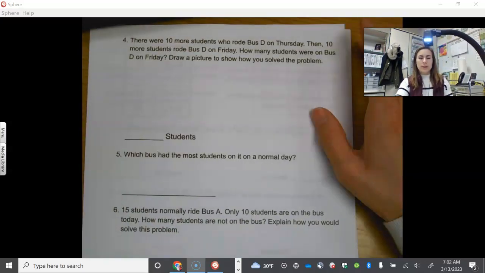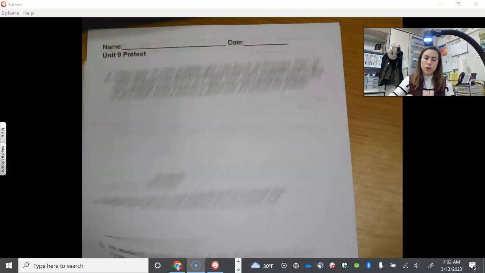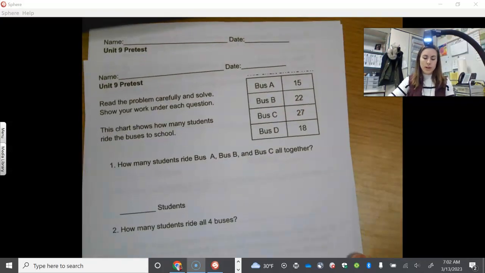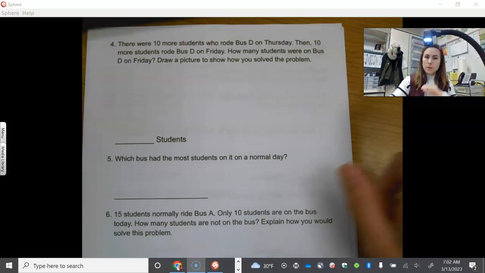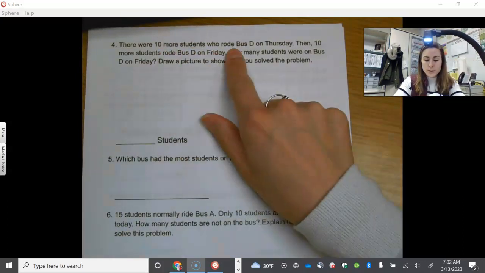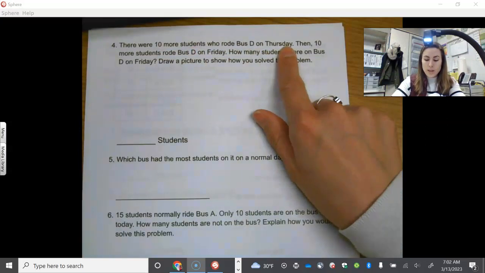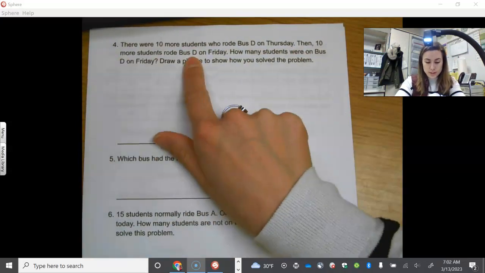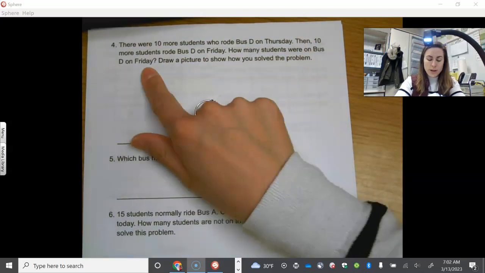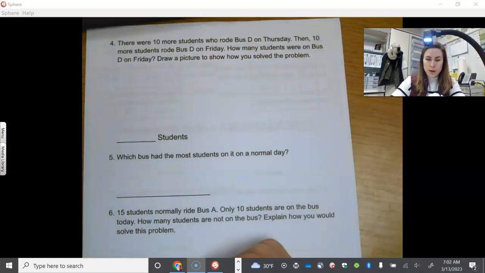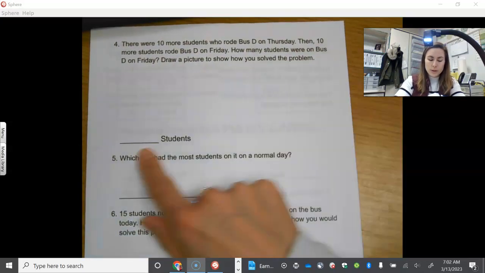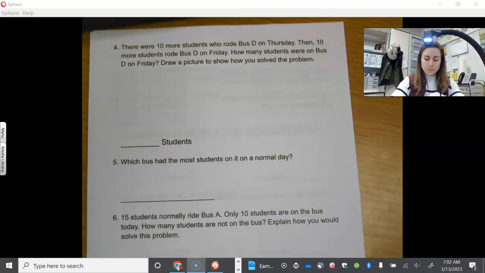All right, now on the back side, we are still using the chart on the front side, so you may have to flip back and forth for that information. Number 4 says, there were 10 more students who rode Bus D on Thursday. Then 10 more students rode Bus D on Friday. How many students were on Bus D on Friday? Draw a picture to show how you solved the problem. So your picture and your work will go here, and then your final answer.